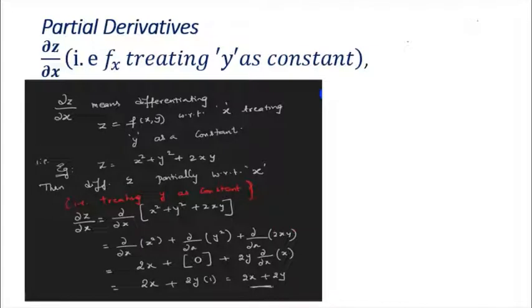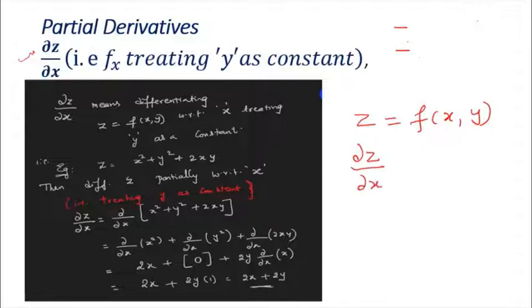Now let us do the partial differentiation for given functions of two variables. The first one is finding dou z by dou x. What do we mean by that? If a function is given, z is equal to f of x comma y, first we have to find dou z by dou x, or you call it fx. When you are differentiating z with respect to x, treat y as a constant. Other than x, whatever you get, that is a constant. So here y is a constant.